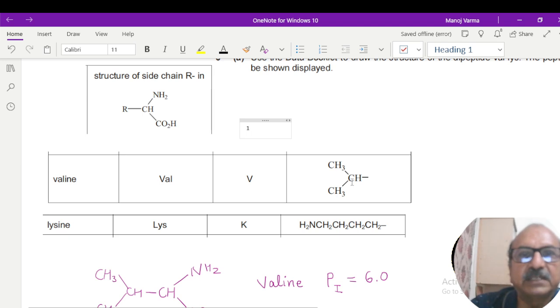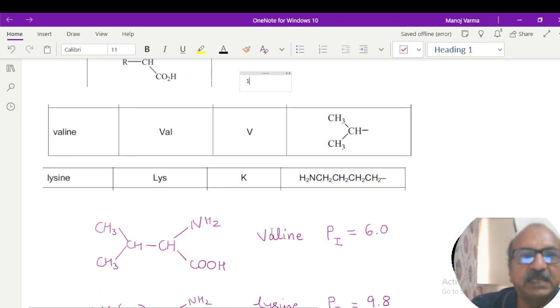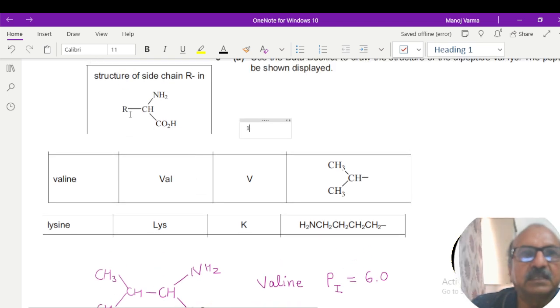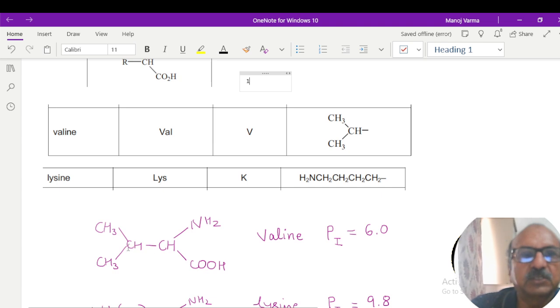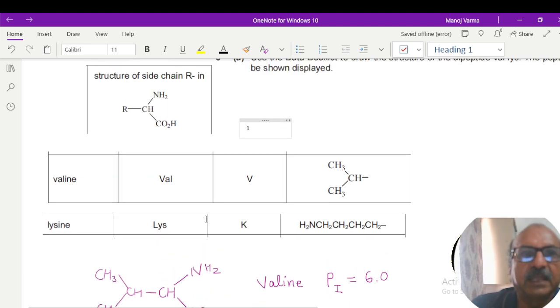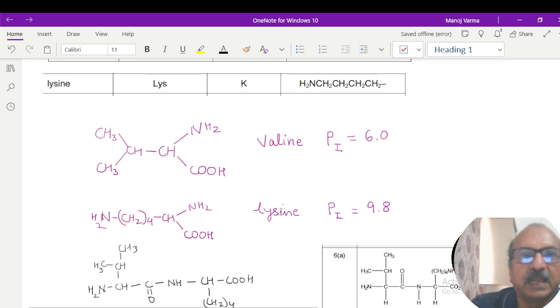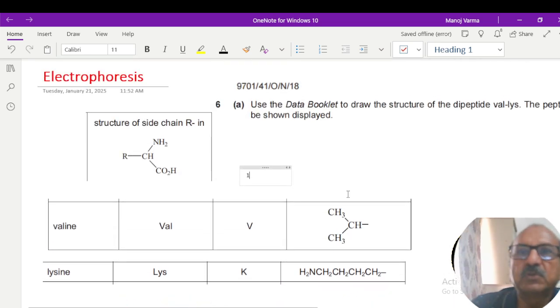So if we attach this group in place of R, then we will get the structure of valine, and if we replace this R with this part, we will get the structure of lysine. So that's what I have done. This R is here, this group, isopropyl group, and therefore I get the structure of valine, and when I replace this by this group, I get the structure of lysine, and I'm supposed to draw the dipeptide.